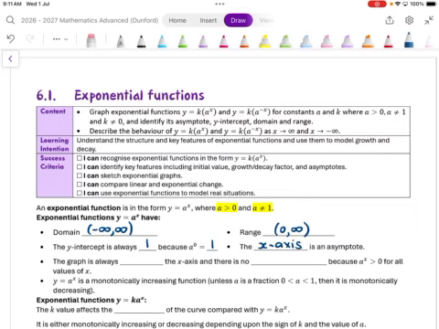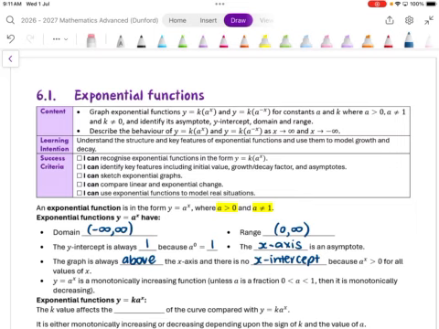Now with our graph, and we'll look at how to graph one of these in a short moment, the graph is always above the x-axis due to that asymptote, and there is no x-intercept. This is because a to the power of x is greater than 0 for all values of x.